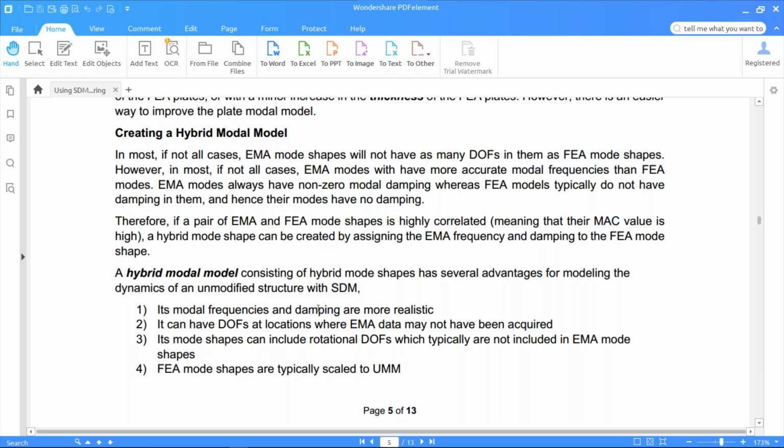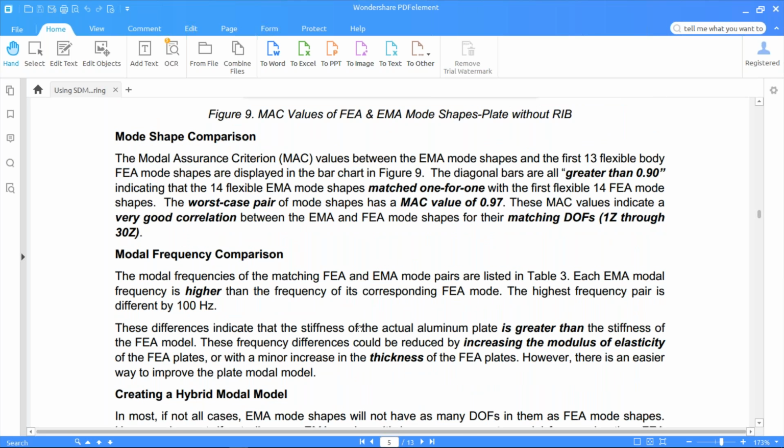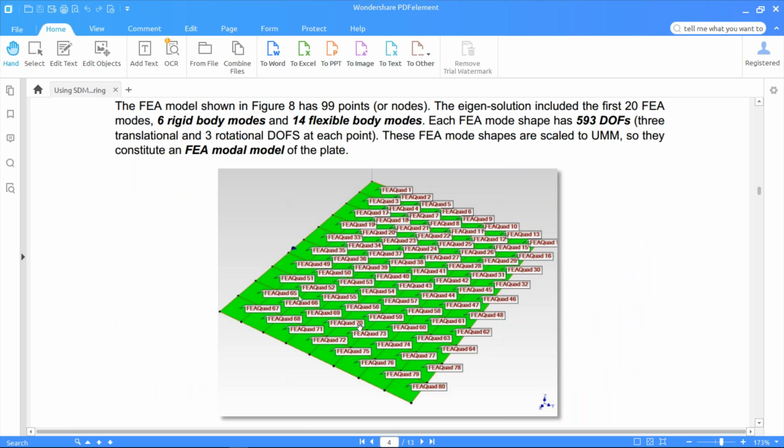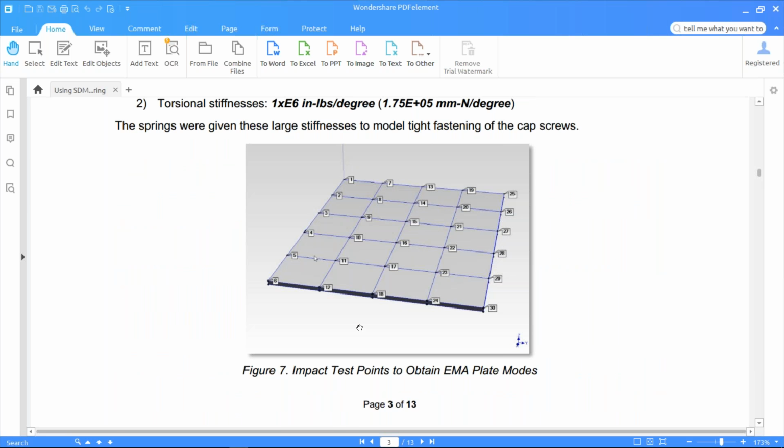But since we got a good match between the translational degrees of freedom, we're going to create a hybrid modal model, which will consist of the following: the modal frequency and damping of the EMA modes, because those, and we'll see how we get those from curve fitting FRF measurements, those are more accurate. Typically the FEA frequencies are not as close to the real world, and there is no damping in the FEA model. Too difficult to model, so we can get modal damping from experiment, whereas we don't get it from FEA. But we have the DOFs, degrees of freedom, at locations where the EMA data may not have been acquired. So I mentioned that up here. The FEA model has degrees of freedom at the points where the springs are going to be added between the plate and the rib.